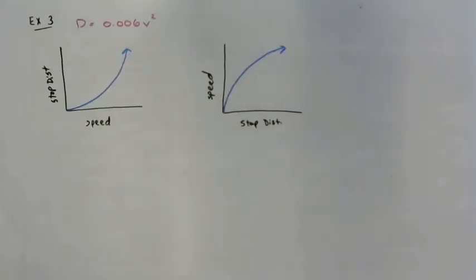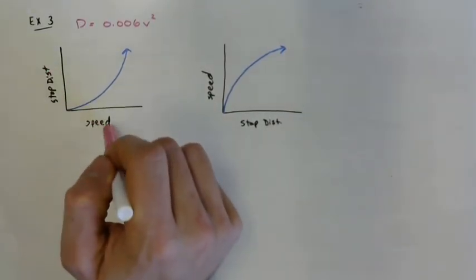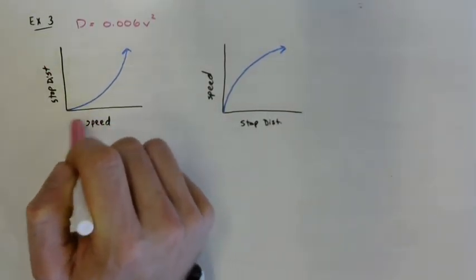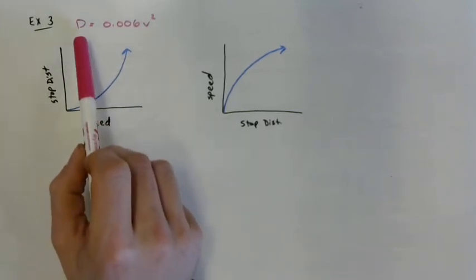Okay, example 3. This goes back to the scenario that we talked about right at the beginning of the lesson. It is the stopping distance with respect to the speed of a car. This is the original graph.